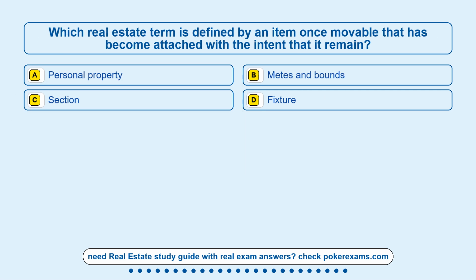Question 5. Which real estate term is defined by an item once movable that has become attached with the intent that it remain? Option A, personal property. Option B, metes and bounds. Option C, section. Option D, fixture.